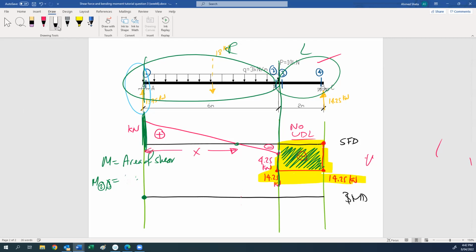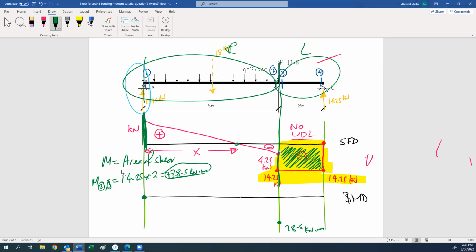Okay. So the area will be 14.25 multiplied by the distance, which is 2, equal to 28.5 kilonewton meter. This area is negative, but because we calculate from right, the moment will be positive. So the moment is positive 28.5. The positive moment is below datum, so I will put the moment here, 28.5 kilonewton meter.